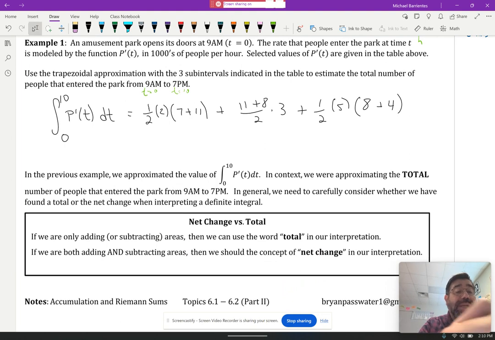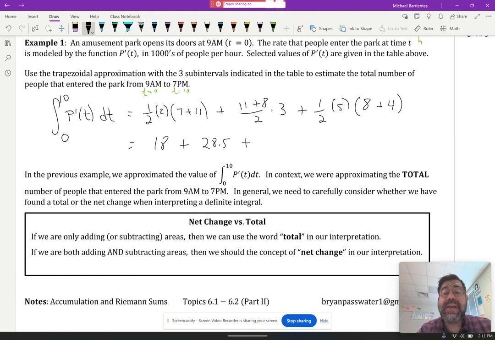Great. We can now make it a little bit clearer here. This is going to be 18 plus, if you add these two together, you get 19, divided by 2 times 3. Ooh, 19 divided by 2 times 3. Or 19 times 1.5, I guess. Half of 19 is 9.5. So is that 28.5? I'll go back and check that.